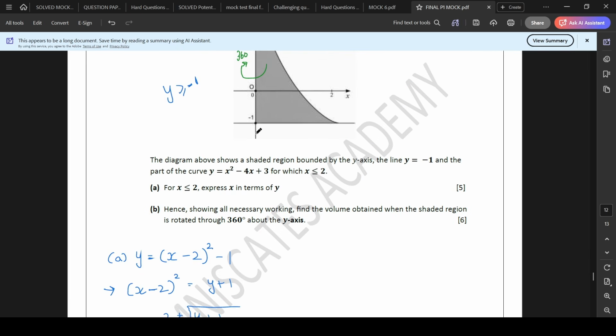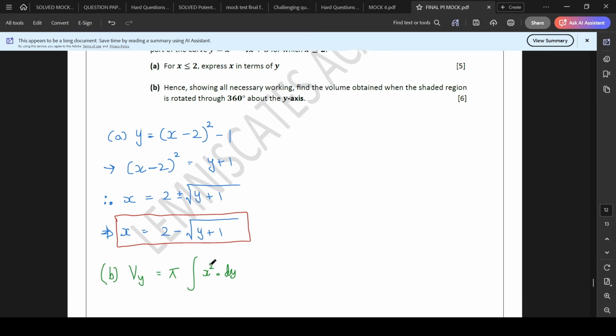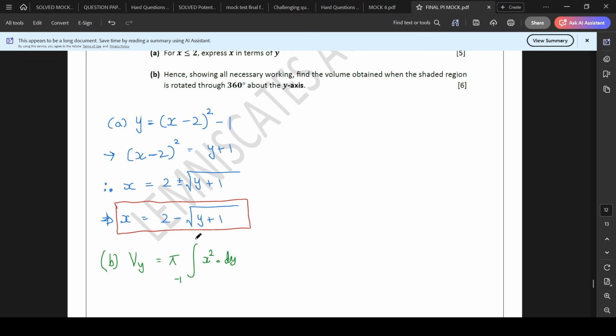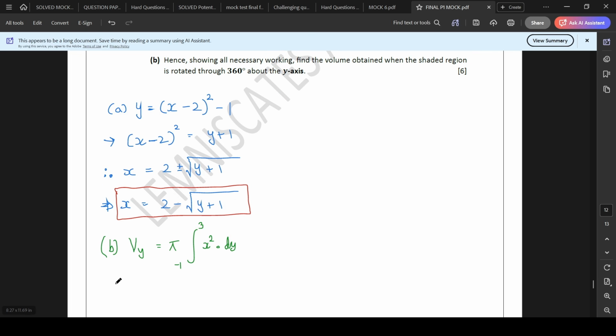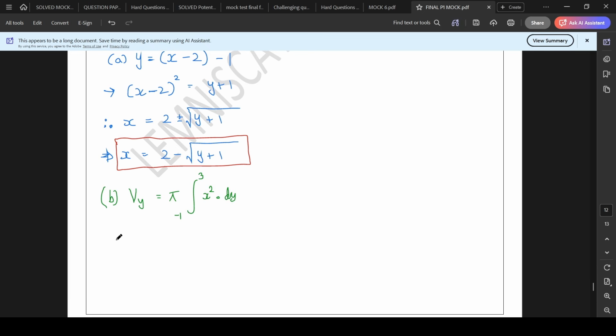And the integration goes in terms of y limits, which is -1 to 3 in this case, as I can clearly see on the diagram. The limits are -1 to 3. So -1 and 3 over here. So let us continue. Are we having space? Yeah, we are having quite some space.